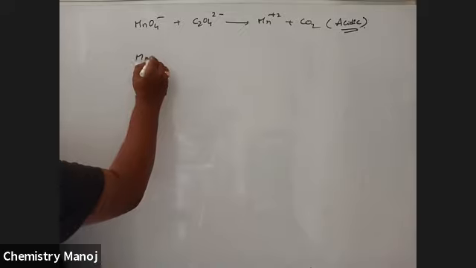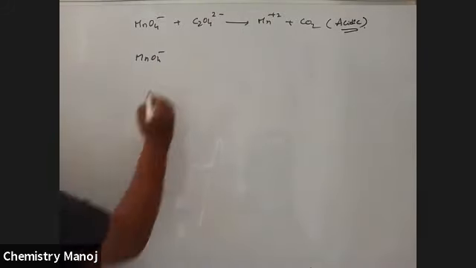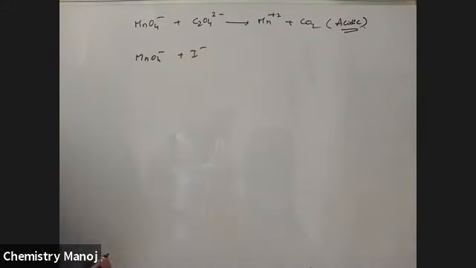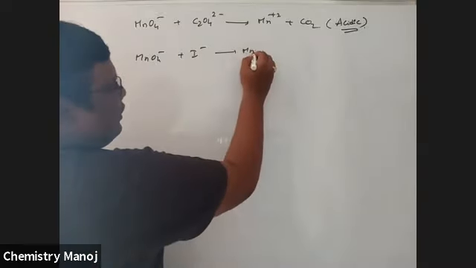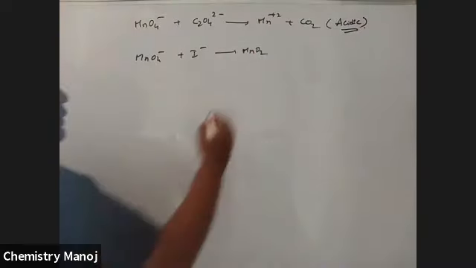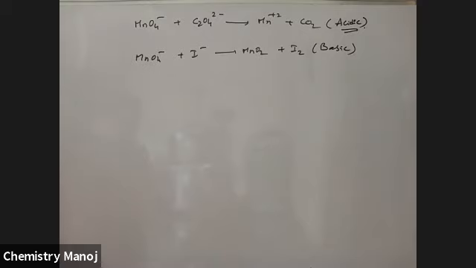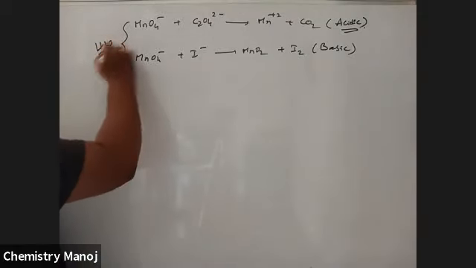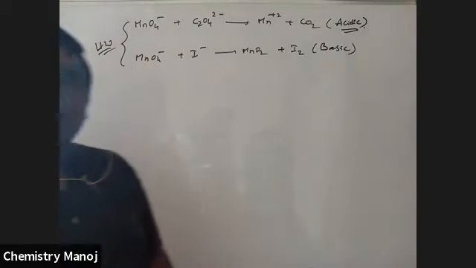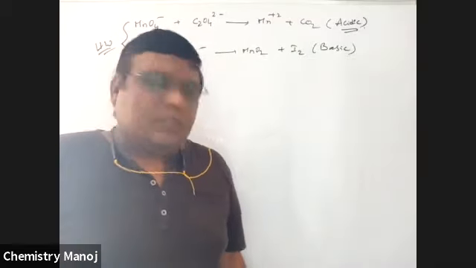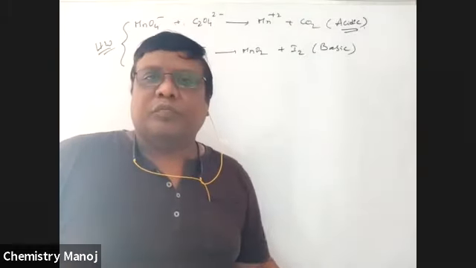Okay. Next. MnO4 minus plus I minus gives MnO2 plus I2. Balance this equation in basic medium. So these are for your homework. Note down, please solve yourself, so clarify your concepts.